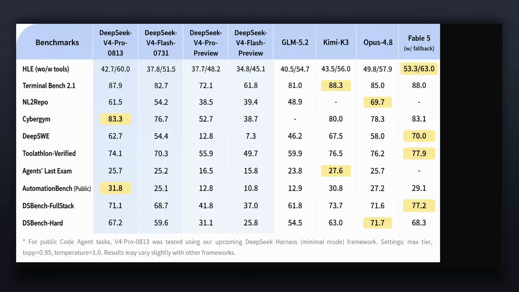Now, the benchmarks themselves were leaked yesterday and it seems like the leaks were accurate. It's actually a pretty big jump compared to the previous preview. However, it's not as big of a jump as the Flash version was. Still a really impressive model. I would call it a model that aligns with Kimi K3 rather than Fable 5.